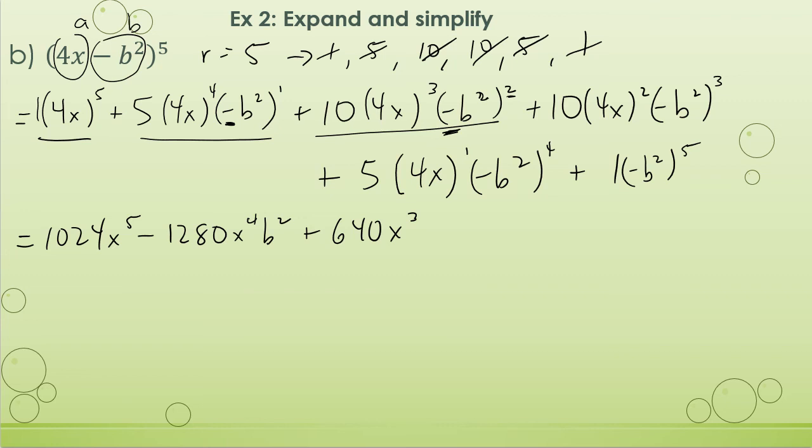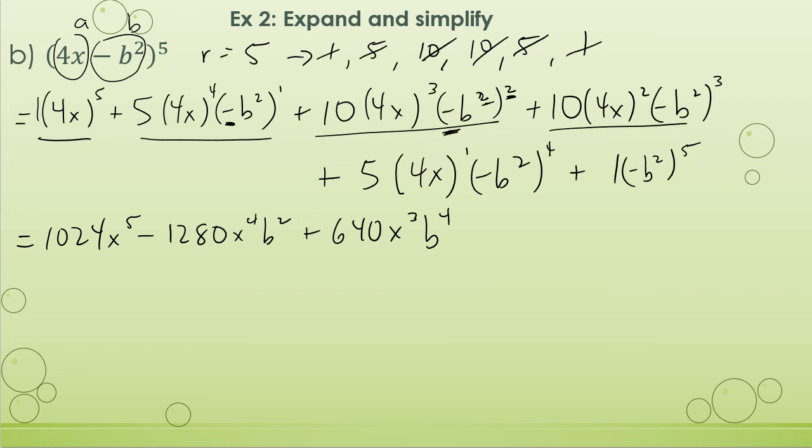Now one thing you're going to have to be careful about: when your a or b has some exponent on them, they're not always going to add up to r. You have to go back to your power law. And power law, power, power, exponent, exponent, you multiply. 2 times 2 is 4. So this is x cubed b to the power of 4.